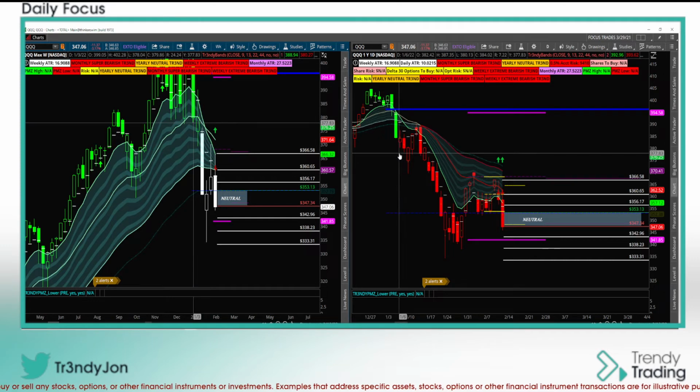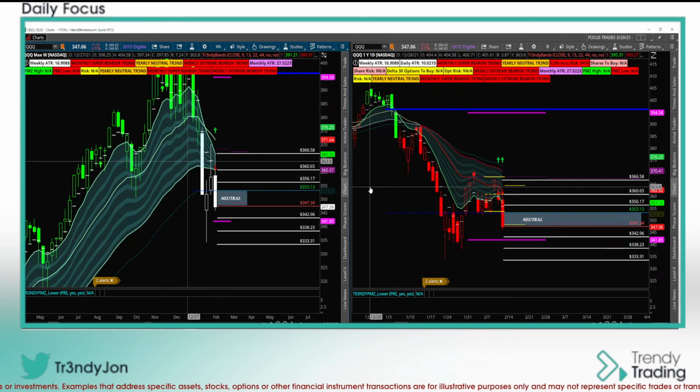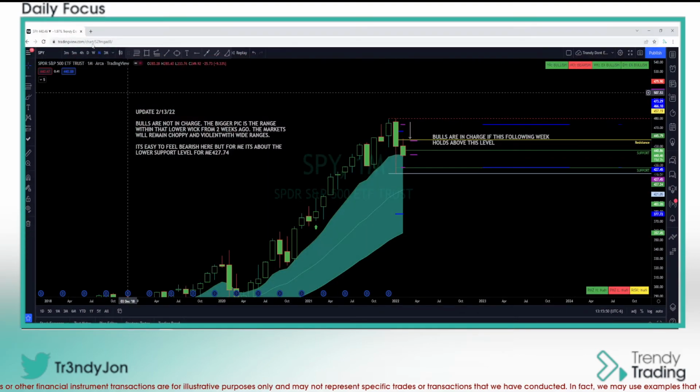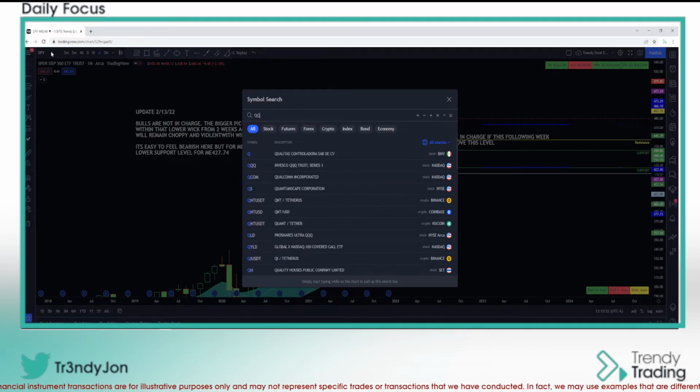Overall sentiment on the Qs, just like the SPY, I'm looking for it to be choppy to sideways to down, unless we start to break above the cloud or above the top neutral. Let's go ahead and move into the bigger picture here. And we're going to pull this up here. Let's go to the Qs.